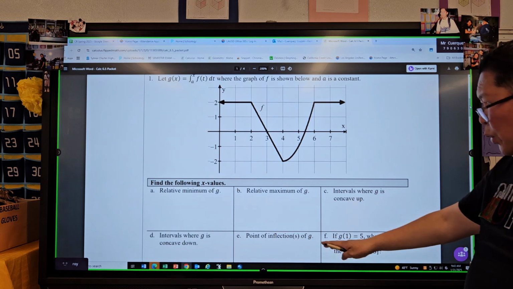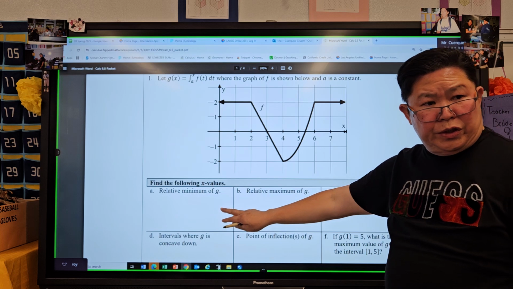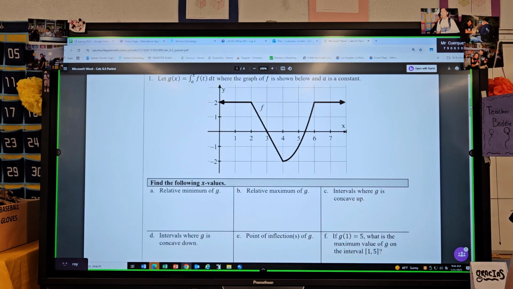So we need this graph for us to answer questions A, B, C, D, E, and F. Okay?